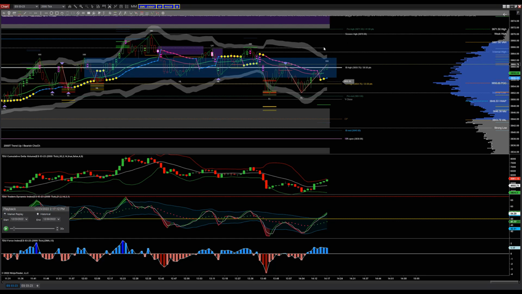Now, this is a pivot here that obviously was significant to the market. It's still on here, but I'm just coming out of a squeeze. Now, these are good signs.